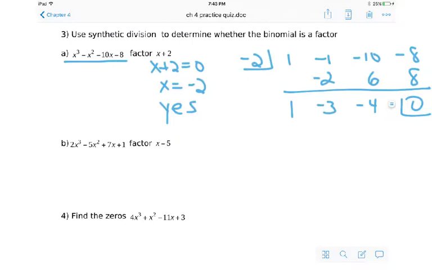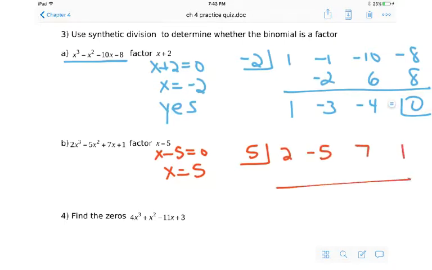In part B, first I'm going to set that equal to 0 and solve for x, so x is 5. 5 goes in my box. The coefficients are 2, -5, 7, and 1. 2 goes below the line, then 10, 5, 25, 32. Oh boy, now I have to do some multiplying in my head here.